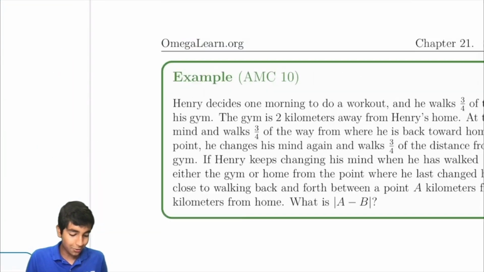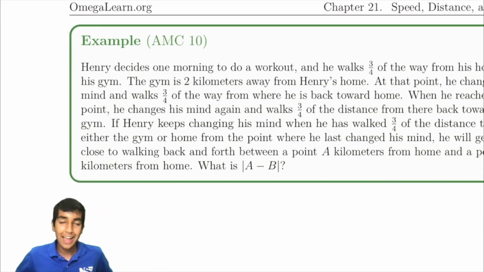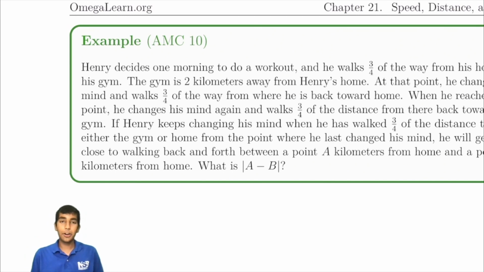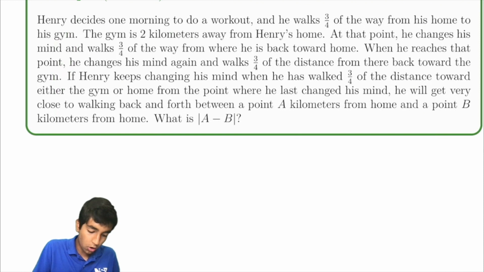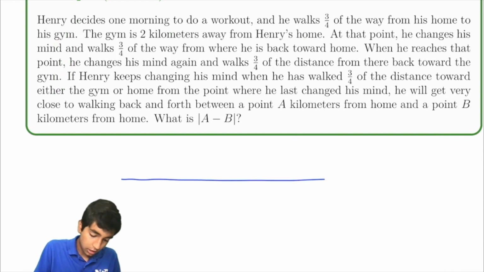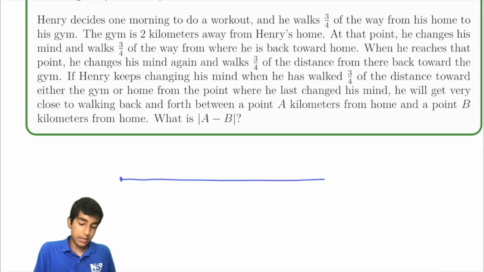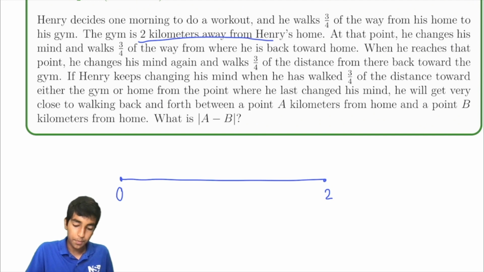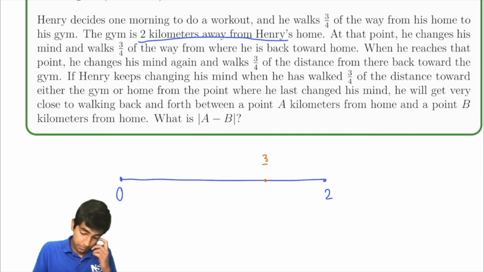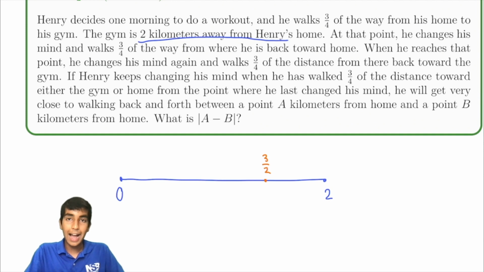Okay, next we've got a cool example from the AMC 10. Henry decides one morning to do a workout. He walks 3/4 of his way from his home to the gym. So let's say this is a coordinate. Let's say we start at point 0 and he's trying to go to point 2 because it's 2 kilometers away from Henry's home. He's walking 3/4 of the way there. So he's walking to point 2 times 3/4, which is 3/2. So he walks to this point 3/2.